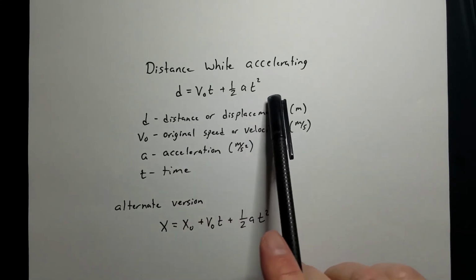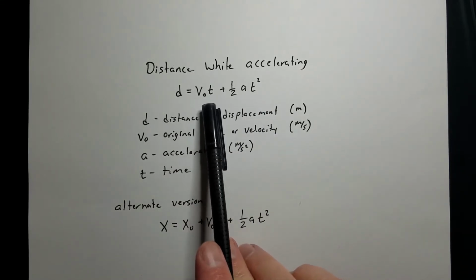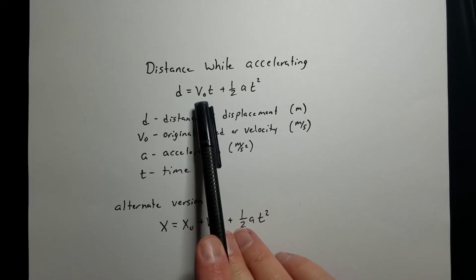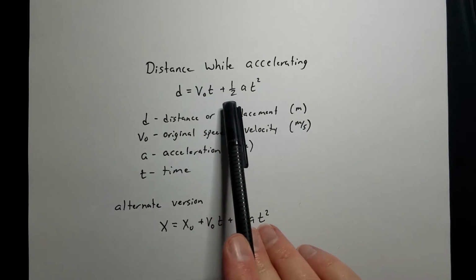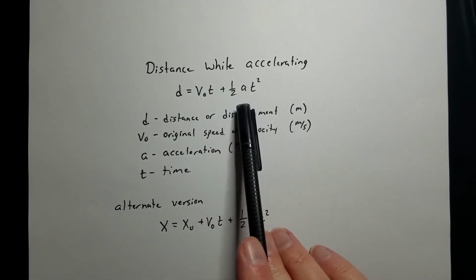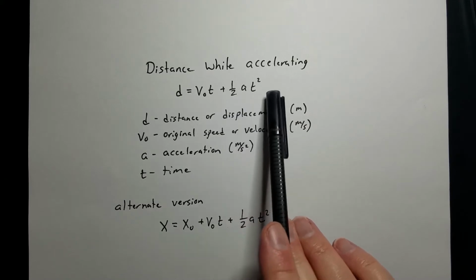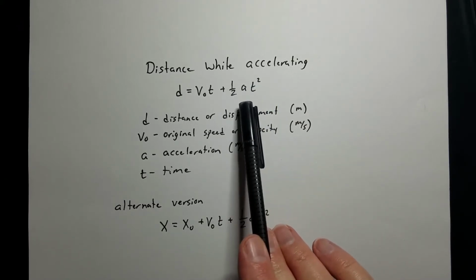With this equation, this is how far it would go normally if it's just traveling at a constant speed. Just take the velocity times the time. But this additional term is the acceleration term. This is how much more it will go if it's speeding up, or if the acceleration is negative, how much less it will go because it's slowing down.